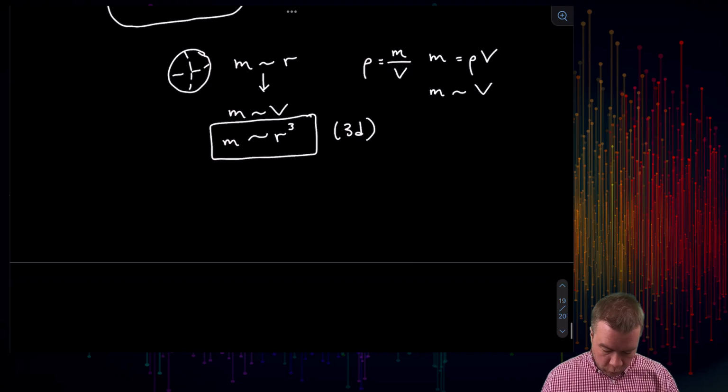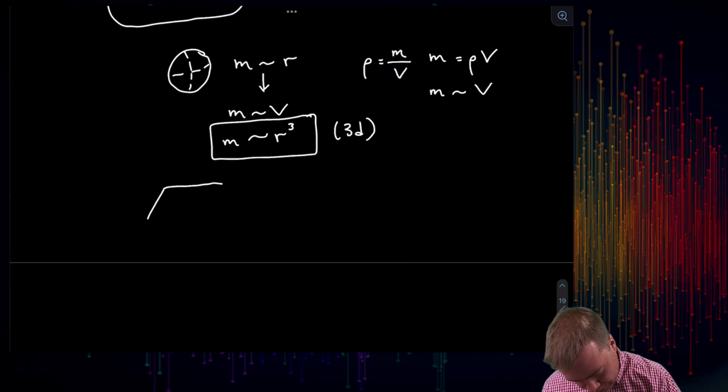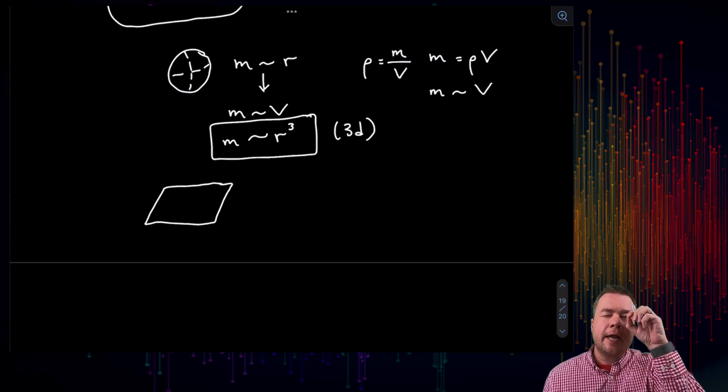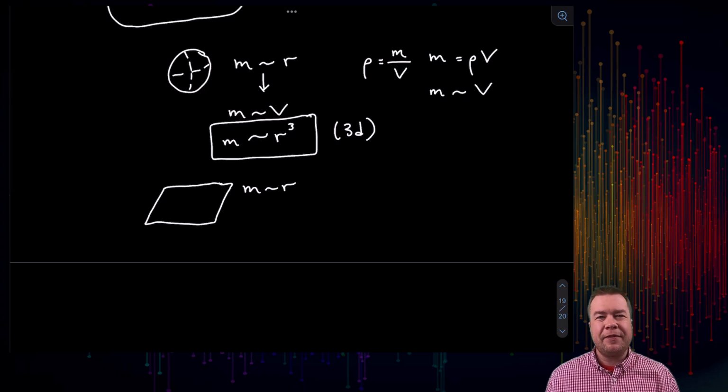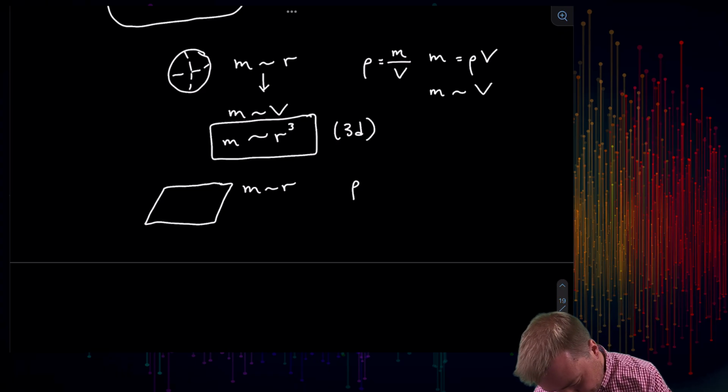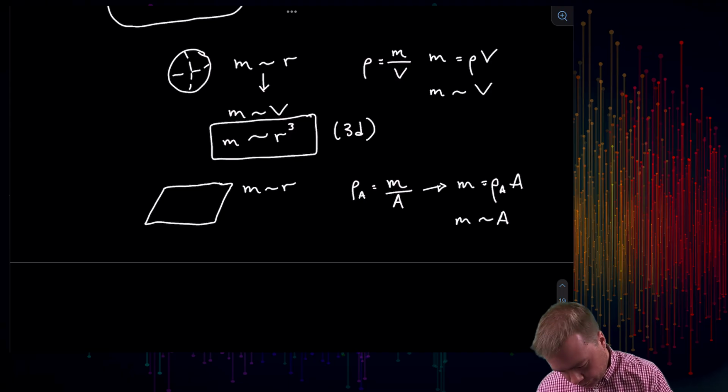Cool. What if we had a 2D object, like an infinitely thin piece of paper? Okay, so its thickness is like negligible. How would we figure out how the mass scales with R? Well, we could have an areal density, right? We could have an areal density, which is the mass of the sheet of paper per unit area, which would mean that mass is equal to that areal density times the area, or mass scales with area.